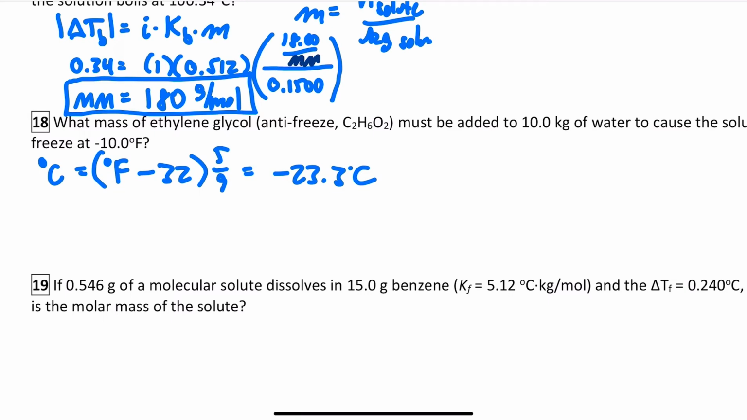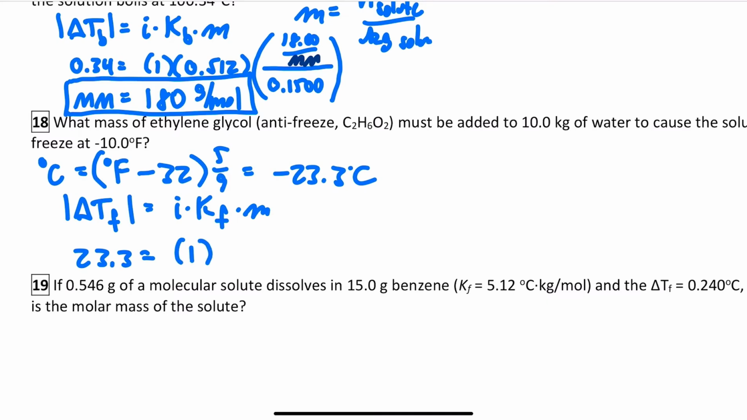So we're going to use the same equation. Absolute value of freezing point change is equal to i times Kf times the molality. Our freezing point change is 23.3. i is 1, once again, because it's a covalent compound, so the Van 't Hoff factor is 1. Kf, I look above, is 1.86 degrees Celsius per molal, and then the molality is moles per kilograms of solvent.